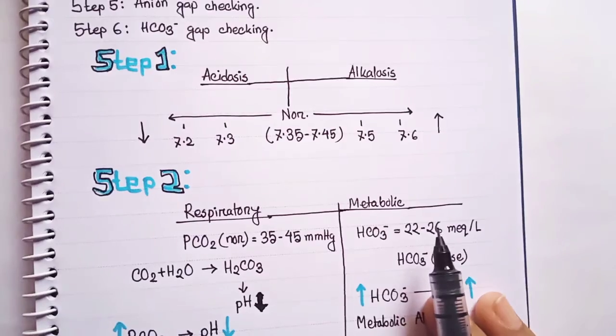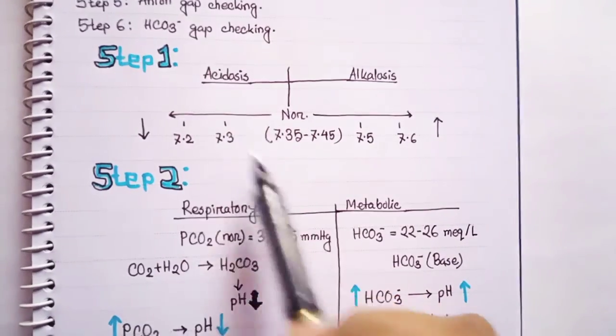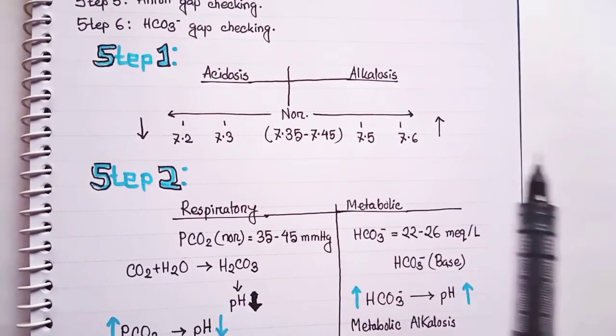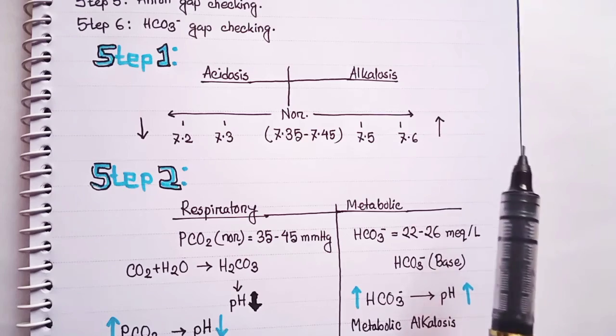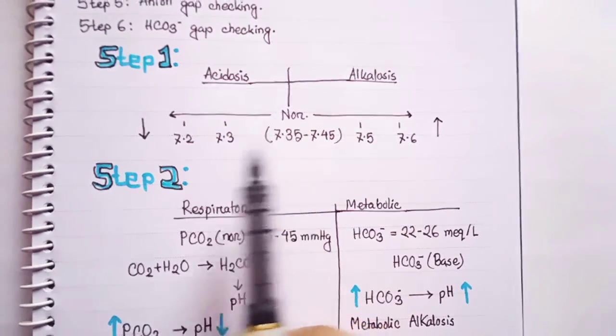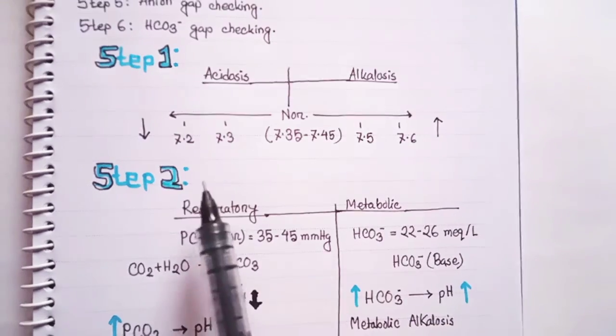Step 1. For step 1, we'll check pH. We know the normal level of pH is 7.35 to 7.45. If the pH is increased in the body, we'll say it is alkalosis. If the pH is decreased, we'll say it is acidosis. Then we go to step 2.